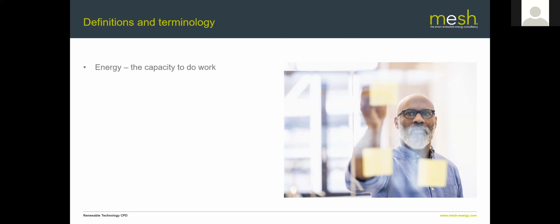So here are a few of the basic definitions, a few of the basic terms that we're going to use throughout this presentation. So energy. Energy is the capacity to do work. It's measured in joules or kilojoules, where 1,000 joules is 1 kilojoule. This is basic GCSE science, hopefully, so this shouldn't come as any surprise. Power is the rate at which work is being done. So it's how fast we're using energy.